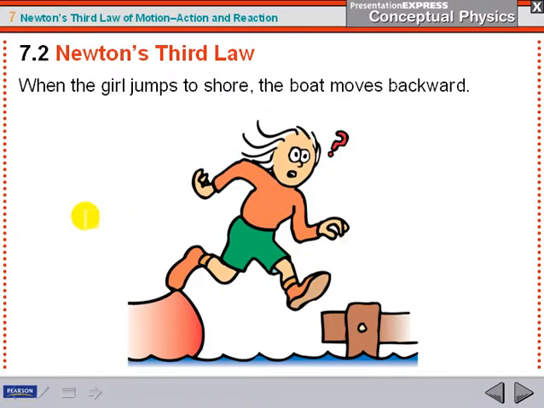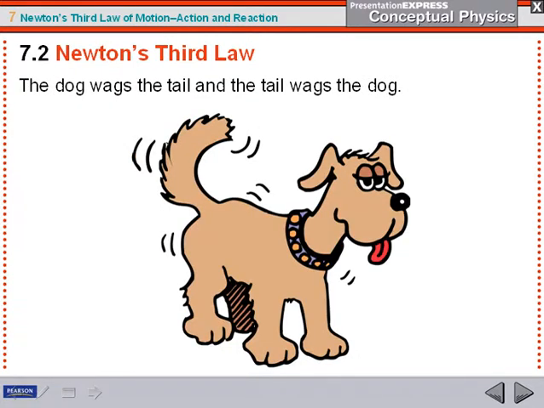So look at the girl. She's jumping from a boat onto the dock. So what happens when she pushes on the boat to go forward? She pushes on the boat, the boat pushes on her, and she goes forward. The boat is going to go backwards. When the dog wags its tail, the tail wags the dog also. The dog actually shakes because the tail is shaking too.